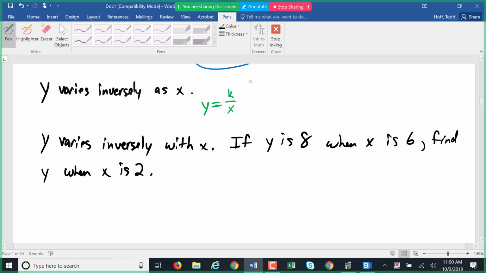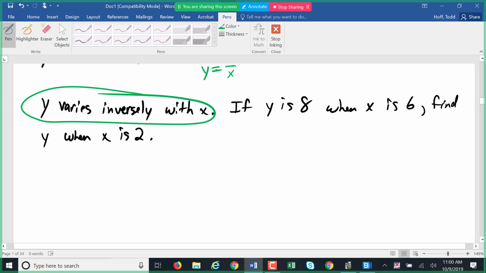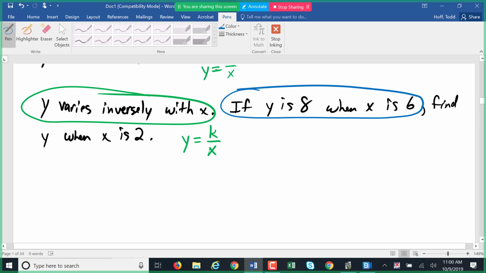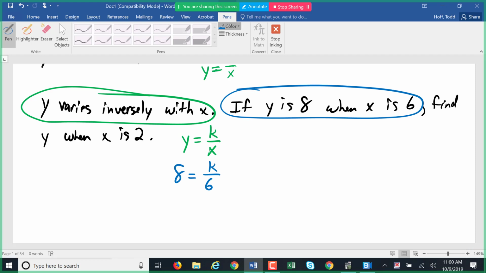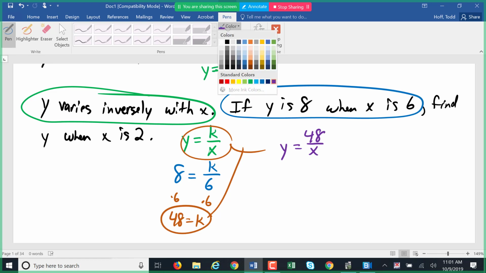Now we know that x got smaller, we know y is going to have to get bigger because of the relationship. Let's go through the steps. Y varies inversely with x. That's telling us that y equals a constant divided by x. We have our known condition. Y is 8 when x is 6. We solve to find the constant. Multiply by 6. 48 equals our constant. So that tells us that formula is really y equals 48 over x.